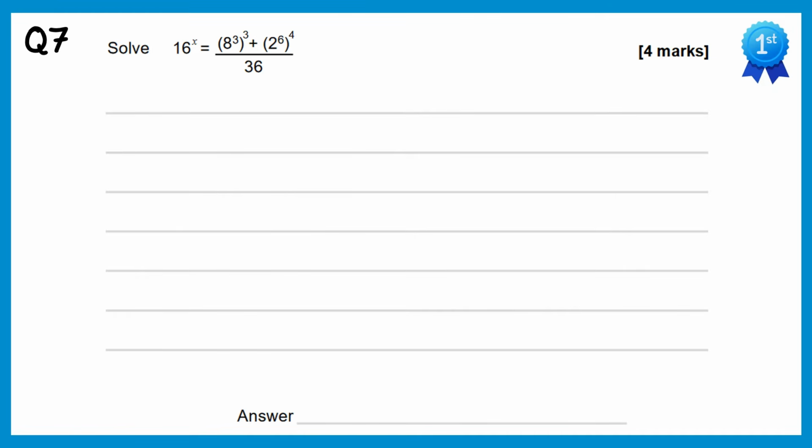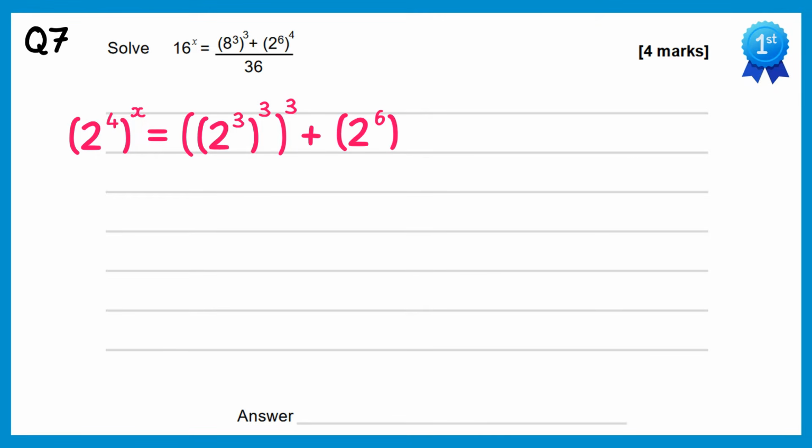We're going to start this question by trying to rewrite everything we can as a power of 2. So 16 is a power of 2, it's 2 to the power 4, so we have 2 to the power 4 to the power x. Over on the right hand side, we've got 8 cubed. Now 8 is 2 to the power 3, so we have 2 to the power 3, and this is cubed, and then this in a bracket is cubed. And we have the 2 to the power 6 already as a power of 2, so that's 2 to the power 6 to the power 4.